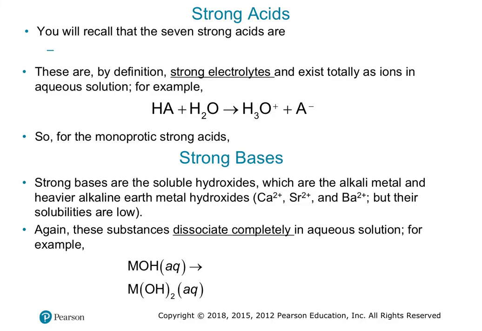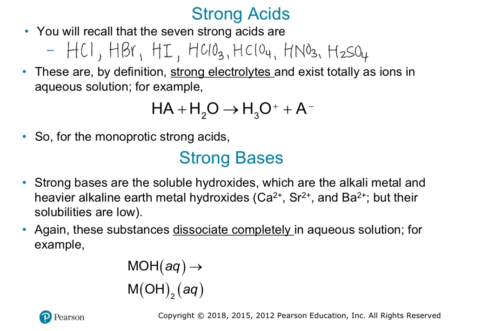So first we're going to start with strong acids and strong bases because they're more straightforward. There are 7 strong acids. They are hydrochloric, hydrobromic, hydroiodic. Those are the 3 binaries. And then 2 more chlorics, so chloric acid and perchloric acid, as well as nitric and sulfuric. So those are the 7.